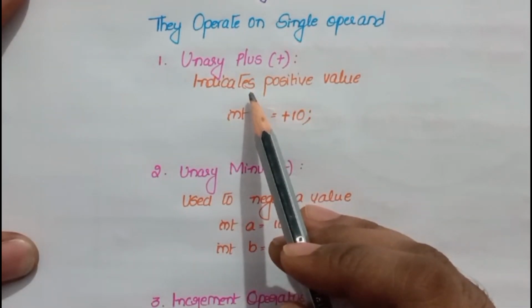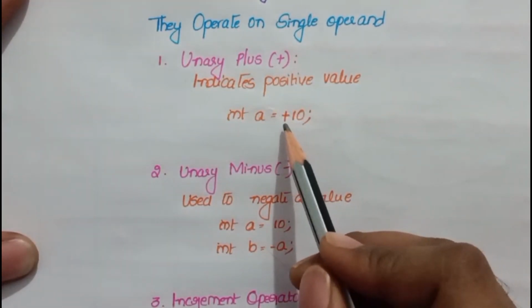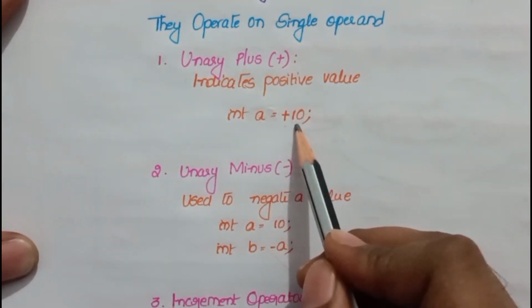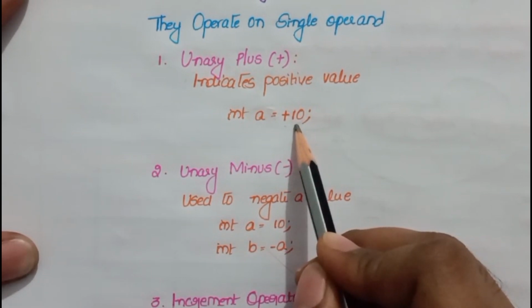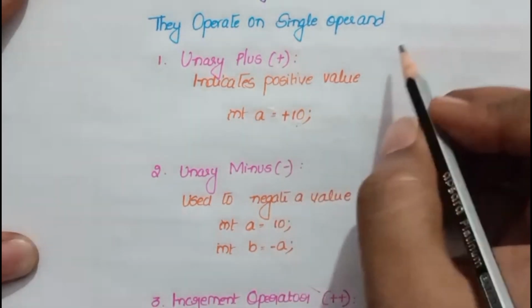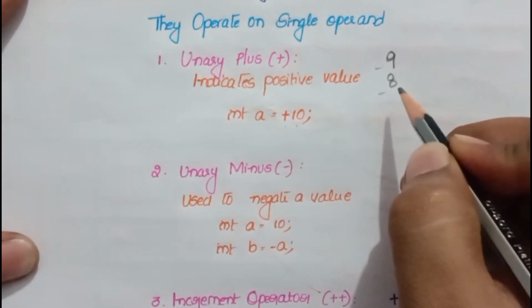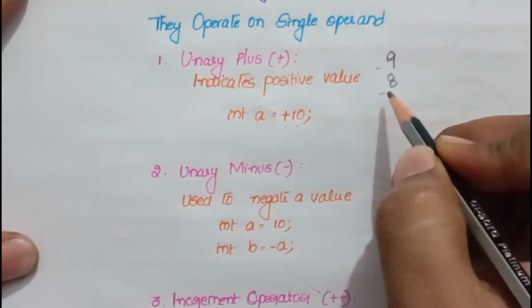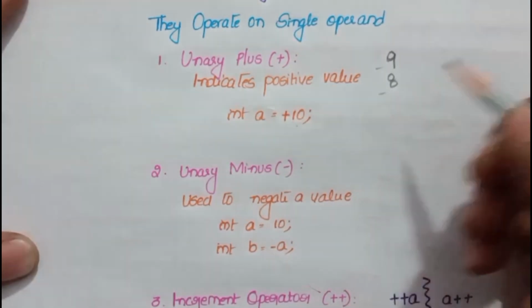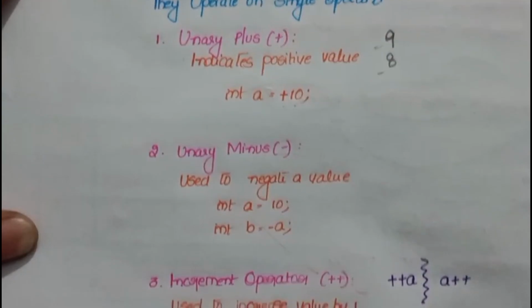This is the first operator, unary plus. If we place plus symbol before any value, it becomes a positive value. By default every number, if we do not place any symbol before that, for example 9, 8, we are not placing any symbol before that. By default Java considers them as a positive value, so this operator is used very less.